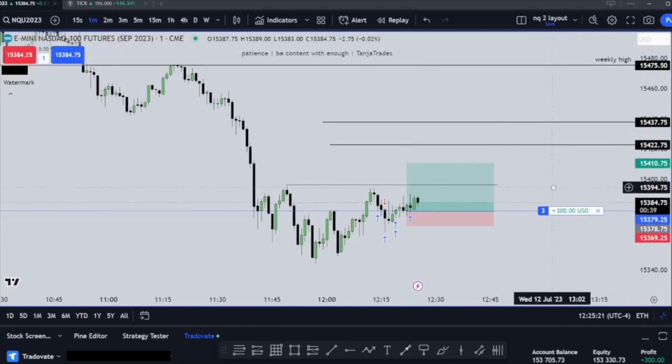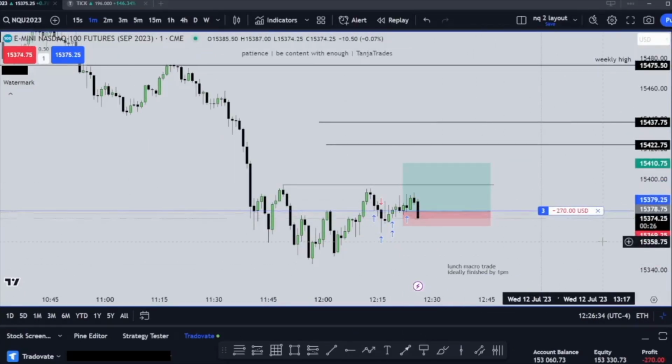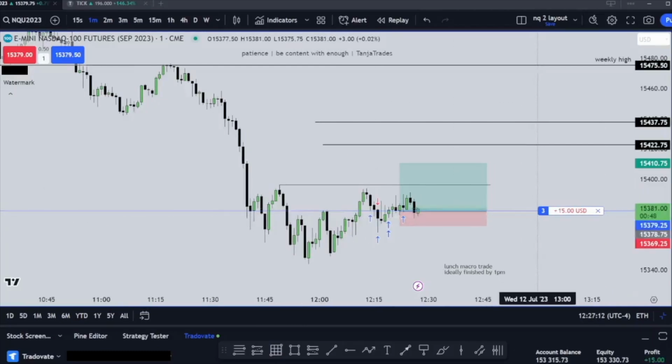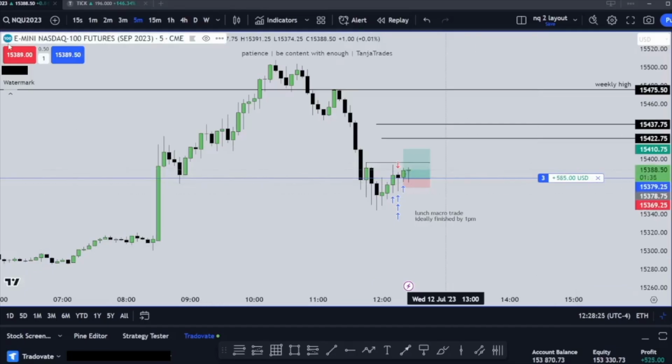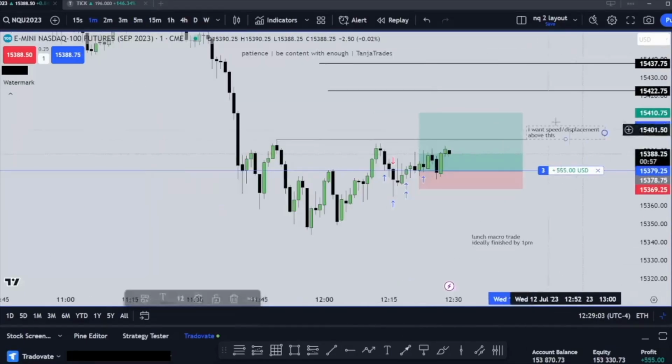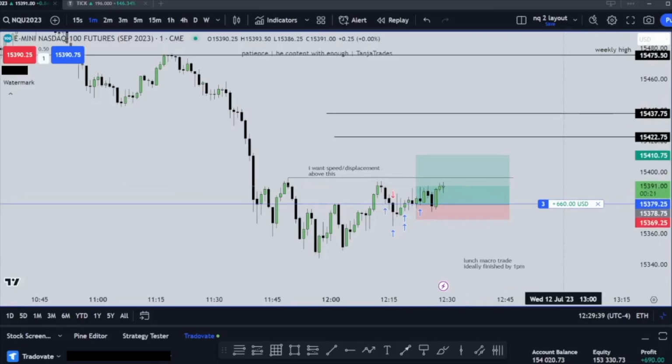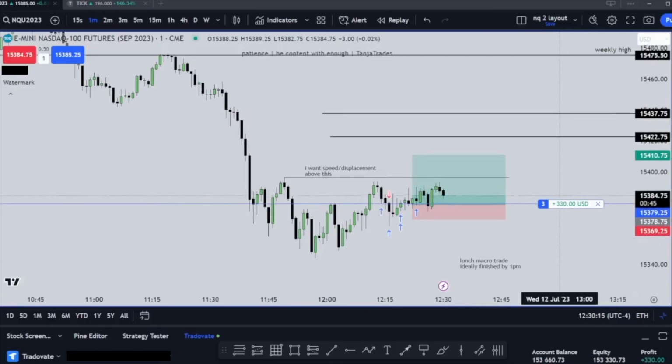I'm looking at that high created before the low because that is a potential breaker block. So I have that marked out. If we break above it with a fair value gap, that's a good sign that we're going for even higher prices.